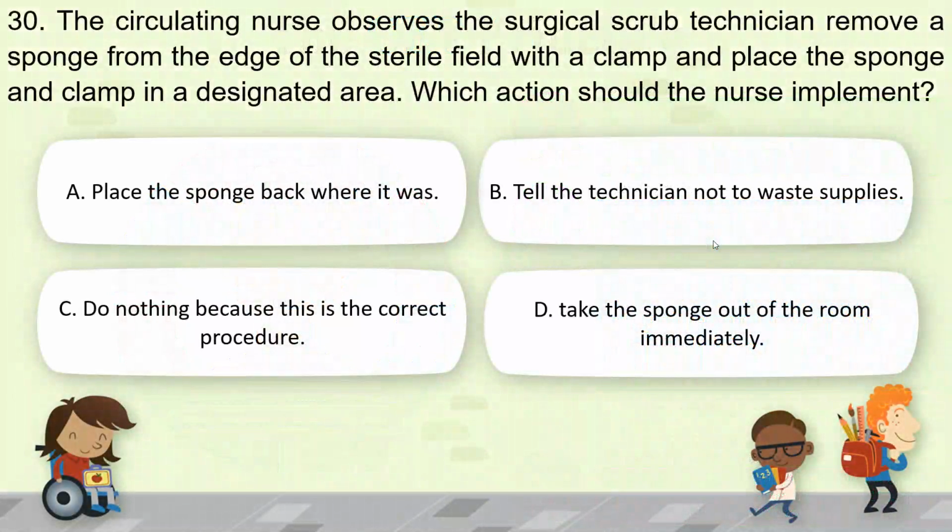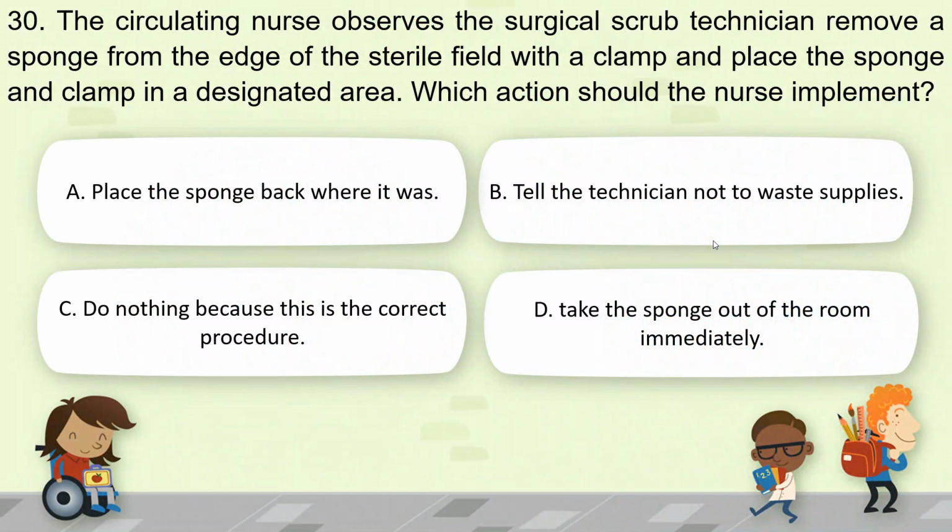30. The circulating nurse observes the surgical scrub technician remove a sponge from the edge of the sterile field with a clamp and place the sponge and clamp in a designated area. Which action should the nurse implement? Letter A, place the sponge back where it was. Letter C, do nothing because this is the correct procedure. Letter B, tell the technician not to waste supplies. Letter D, take the sponge out of the room immediately.